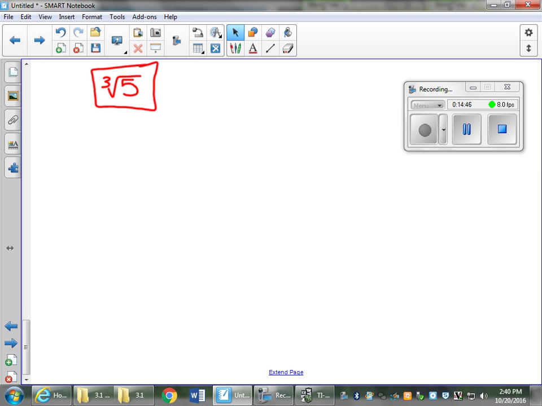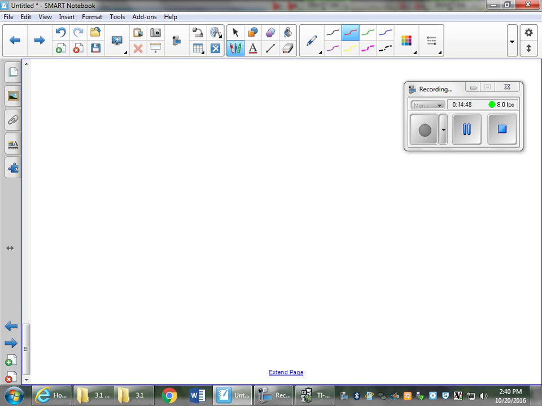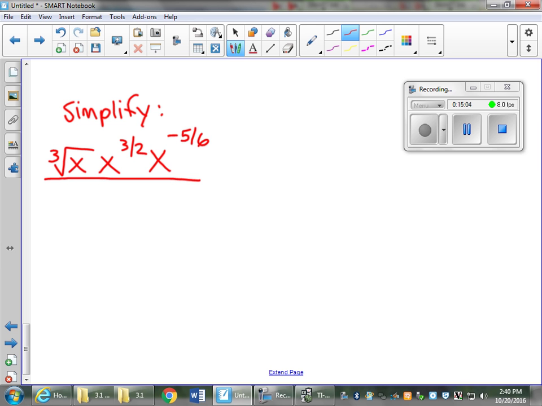So tomorrow's warm-up on the type 1, you guys are going to be asked to simplify this example. So I just want to explain this problem. Cube root of x times x to the 3/2 times x to the negative 5/6 over square root of x. We have rational exponents and we have radicals. We really need to get them all into the same form.